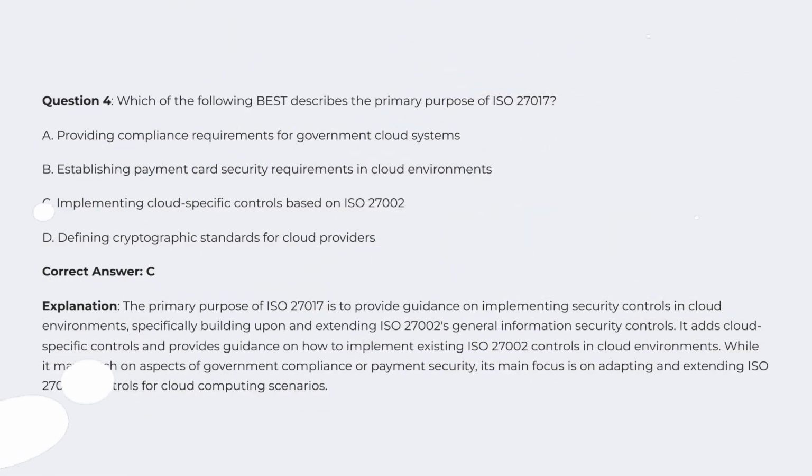Correct answer, C. Explanation. The primary purpose of ISO 27017 is to provide guidance on implementing security controls in cloud environments, specifically building upon and extending ISO 27002's general information security controls. It adds cloud-specific controls and provides guidance on how to implement existing ISO 27002 controls in cloud environments. While it may touch on aspects of government compliance or payment security, its main focus is on adapting and extending ISO 27002's controls for cloud computing scenarios.